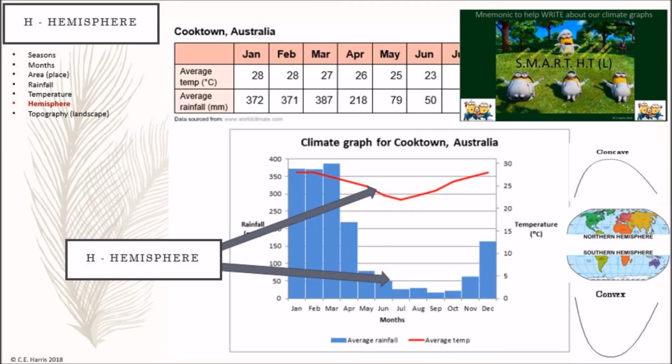The H of SMARTHTL stands for hemisphere. To the right of this diagram you can clearly see a world map labelled with the north and south hemispheres. At the bottom of this map you can see the convex shape. Above it, the concave. If you look at the red line graph, you can clearly see that our line moves in the convex shape during June, July and August. This convex shape suggests that the hemisphere is the southern hemisphere.